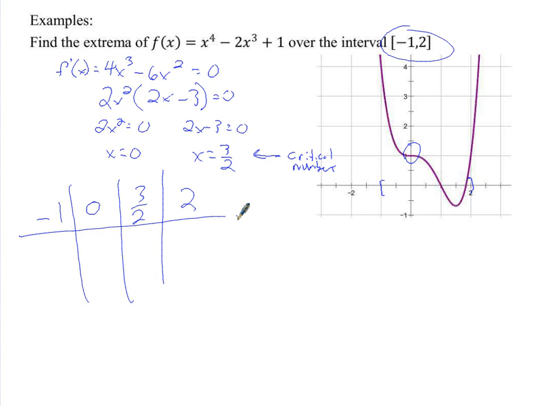Basically what I'm doing here is I'm finding ordered pairs for the original function. So now that we have these x values here, just to make this really clear, I can make this x and then call this f of x. So now that we have these values, I can substitute them into the original function to figure out what those values are.